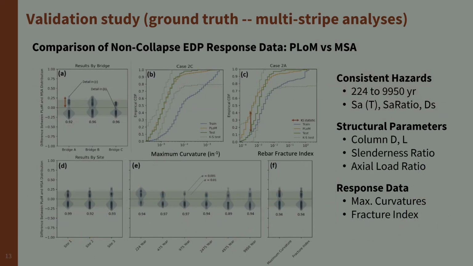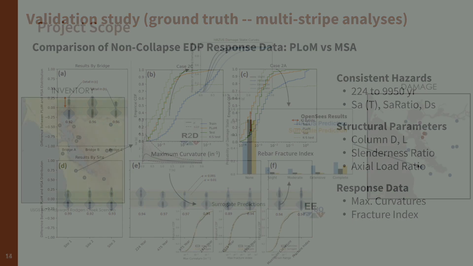Next, if we look at the engineering demand parameters for the non-collapse cases, here we could look at these at each of the stripes, not just at the collapse point. So from lower ground motion intensities, more frequent return periods, to more extreme cases for all of the 3 different bridges that we looked at, at the different site locations that are shown there. I won't go through all the details, but suffice it to say we wouldn't be presenting it if we didn't think we did a good job. Statistically, our predictions for the estimates of this maximum curvature and fracture index are in pretty close agreement, within statistical bounds of the multi-stripe. So it convinces us that we've done a good job of training this surrogate model.